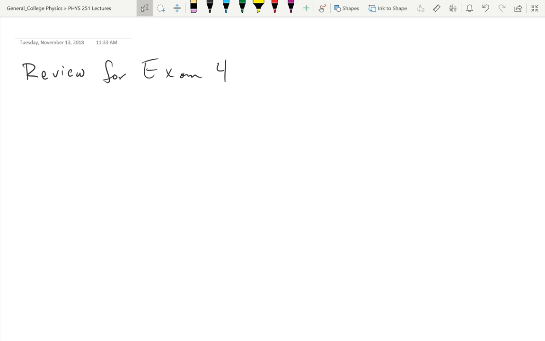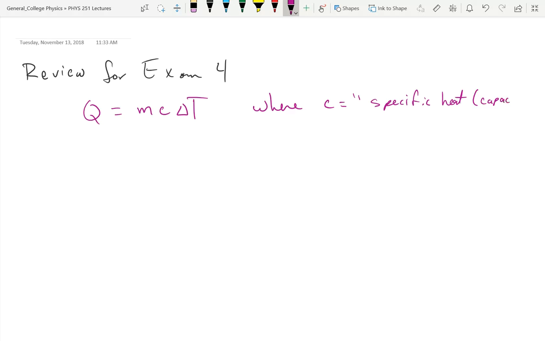Okay, Kaylin asked about the CP value. So we have an equation that is Q is equal to, what we learned first was for solids and liquids, Q equals MC delta T, where C is equal to the specific heat. Nobody says this word, but it has another word, capacity. The specific means it's per unit mass here.